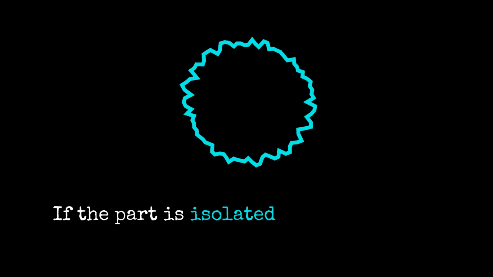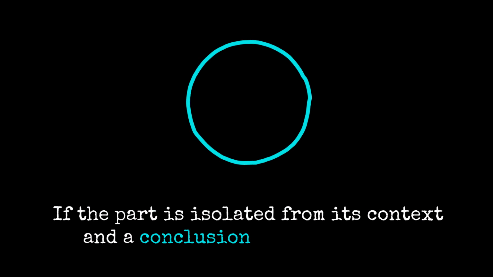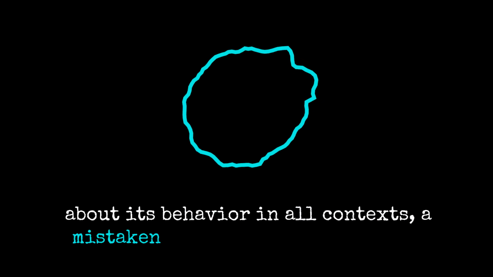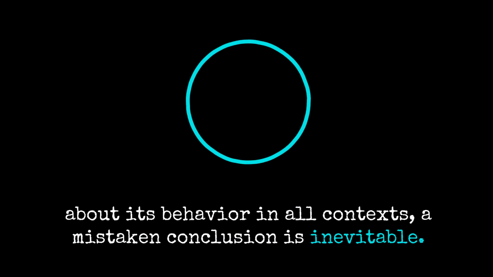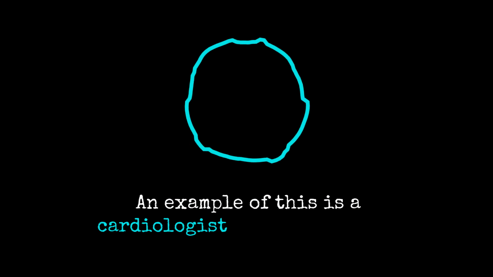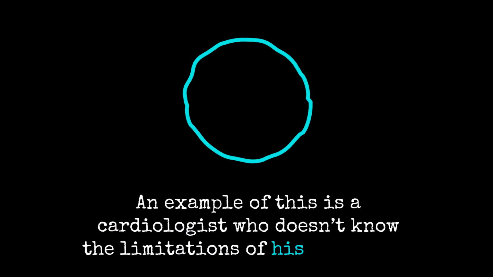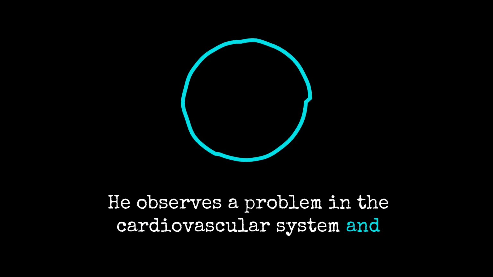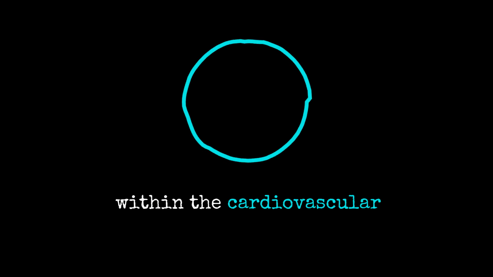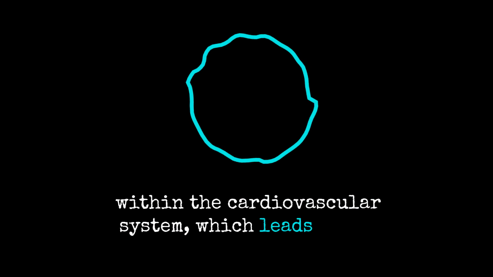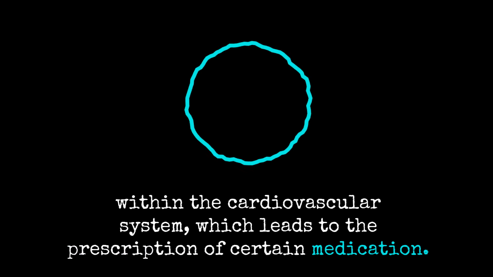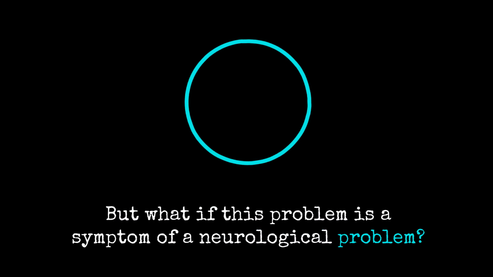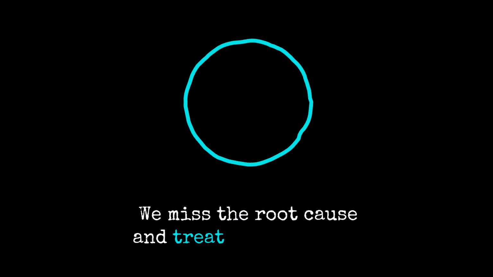If the part is isolated from its context and a conclusion is extrapolated about its behavior in all contexts, a mistaken conclusion is inevitable. An example of this is a cardiologist who doesn't know the limitations of his expertise. He observes a problem in the cardiovascular system and concludes that there is a problem within the cardiovascular system, which leads to the prescription of certain medication. But what if this problem is a symptom of a neurological problem? We miss the root cause and treat the symptoms.